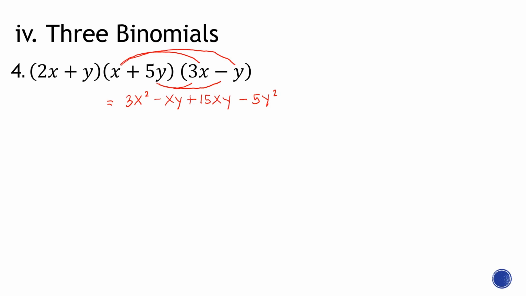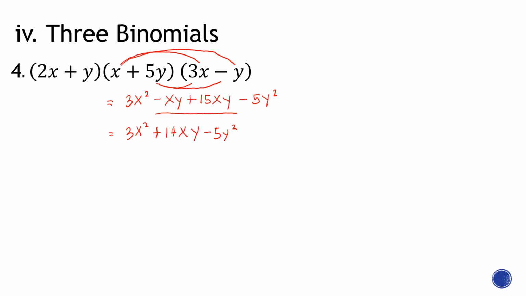Again, x times 3x is 3x squared, x times negative y is negative xy, 5y times 3x is positive 15xy, and 5y times negative y is negative 5y squared. And then combine these two terms in the middle because they are similar terms. The result is 3x squared plus 14xy minus 5y squared. So now we have a trinomial, and then we will multiply the result to 2x plus y, which is the binomial.